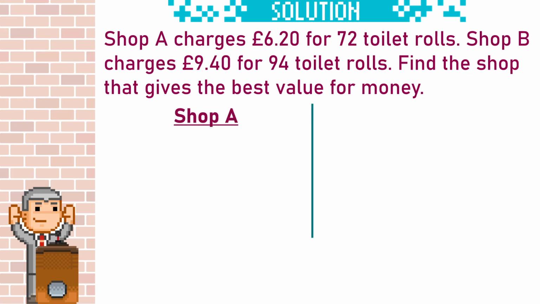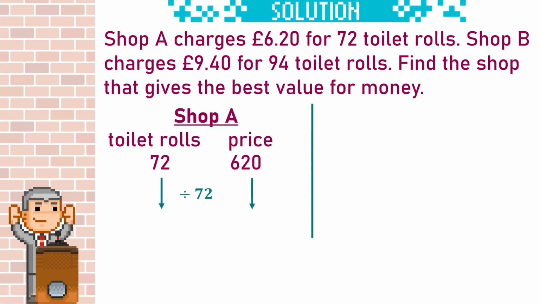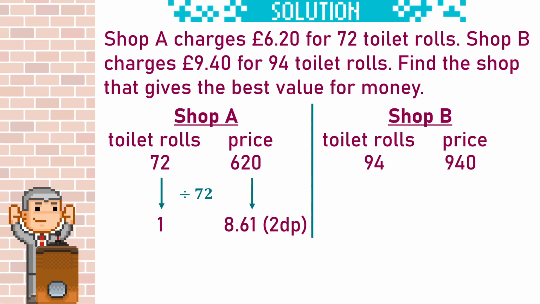It's always easier to use pence for these questions, so we're going to start with shop A and say 72 rolls is 620 pence. We can then divide both numbers by 72 to find the price of one toilet roll, so one toilet roll will cost about 8.61 pence. Now we do the same for shop B. 94 toilet rolls cost 940 pence, divide both sides by 94 and we get one toilet roll equaling 10 pence.